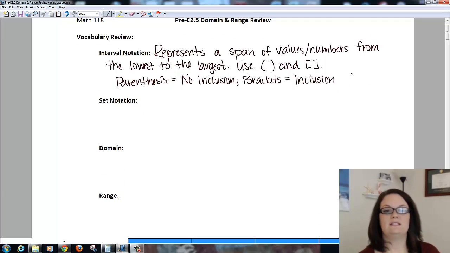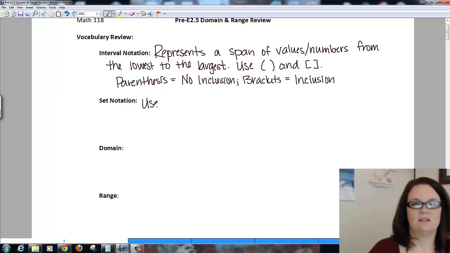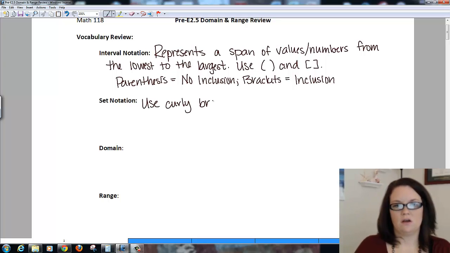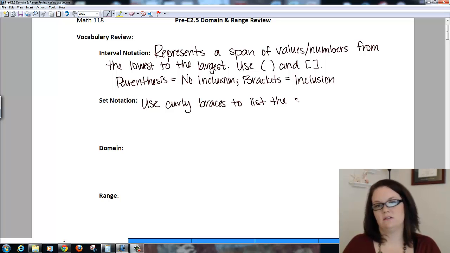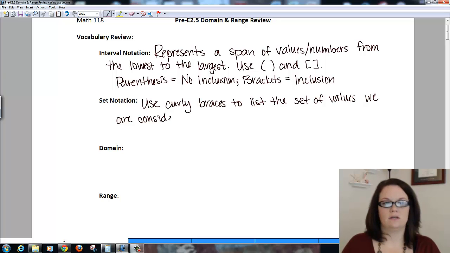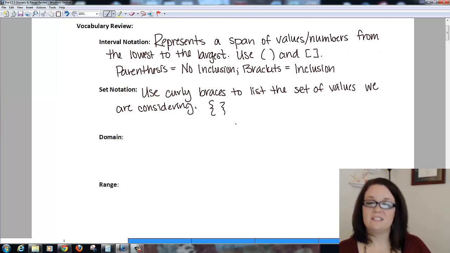Okay. All right. Set notation, however, is a set number of values. We're not saying from this value up to this value and every possible thing in between. We're just saying it could be this value or this value or this value or this value. There's a set of numbers. So we use curly braces to list the set of values we are considering. And there's our curly braces.